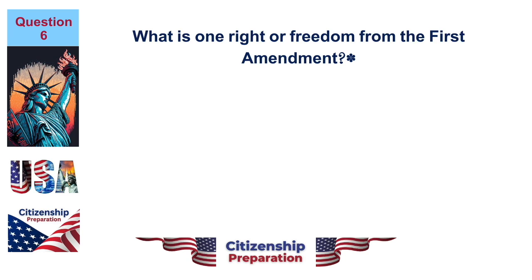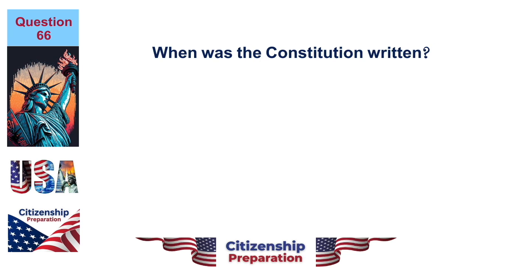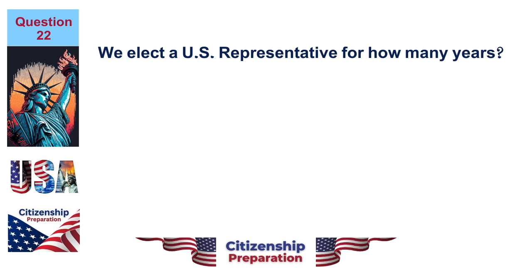What is one right or freedom from the First Amendment? Speech. When was the Constitution written? 1787. We elect a U.S. representative for how many years? 2.